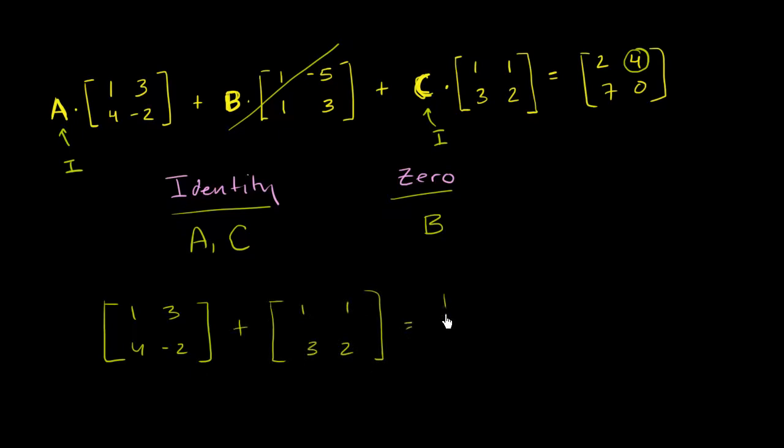And it does indeed equal: 1 plus 1 is 2, 3 plus 1 is 4, 4 plus 3 is 7, negative 2 plus 2 is indeed 0.